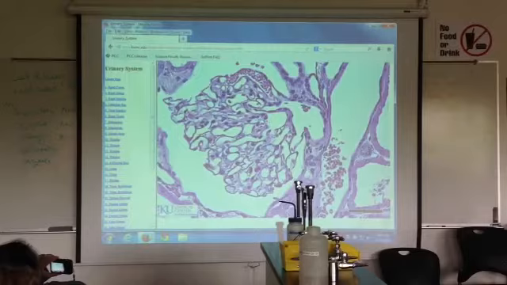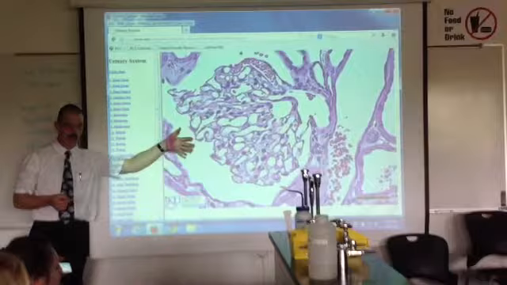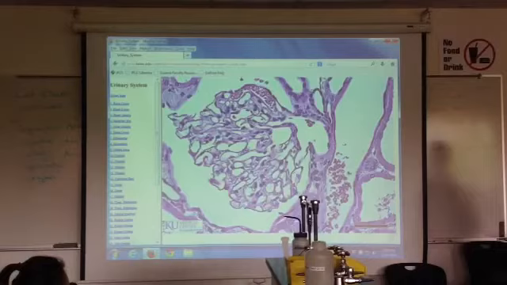Let me hit you with this one. I love this slide. I don't know where they got it. It's fantastic. What's all this stuff? Red blood cells. That's showing the blood going into the glomerulus to be filtered or coming out. So that shows you there are blood vessels in there, but again, I can see the corpuscle.